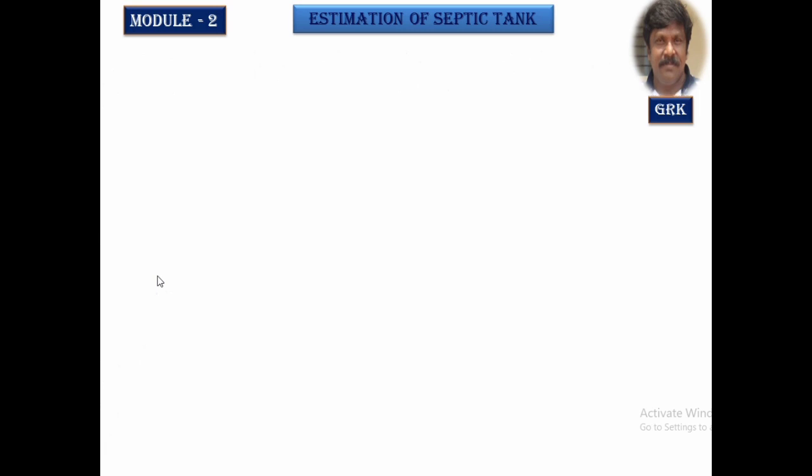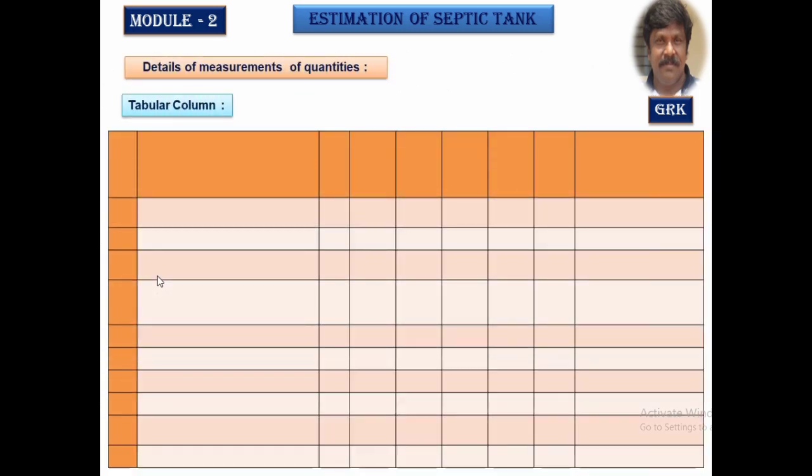Now let us go with the tabular column format. Here you observe the tabular column with serial number, description of the particular items, number of each item, the length, breadth and depth in terms of meters, and quantity in terms of meters, meter square or running meter. In the remarks column, we write the calculations that we make, either to calculate the length or depth. This is how the tabular column runs.